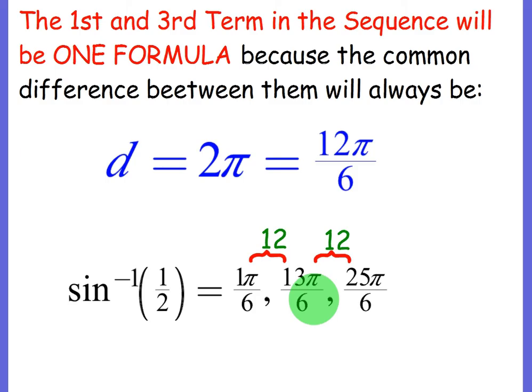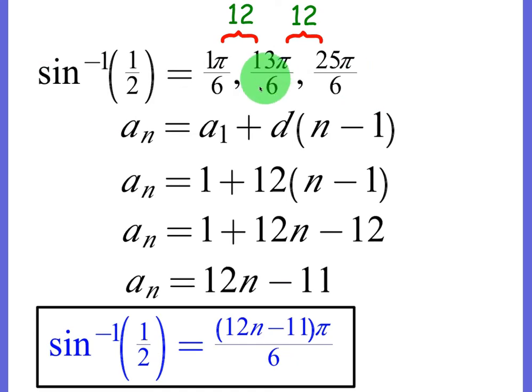So how do we write that as a formula? Well, going back to the common difference of an arithmetic sequence. The common difference between these coefficients is 12, right? Everything else is pi over 6, so we're only worried about the coefficient of pi. Common difference is 12, and the first term is 1. So in our formula for an arithmetic sequence, if you haven't studied this, go ahead and watch that video on arithmetic sequences and finding the nth term and a general formula for it.